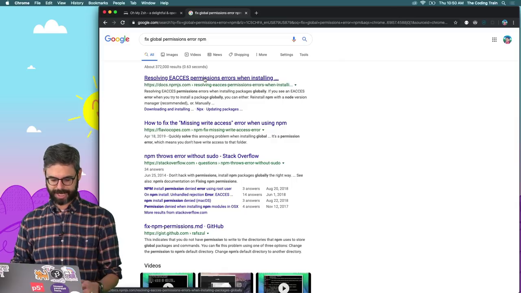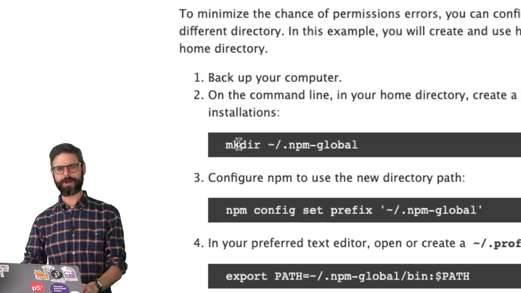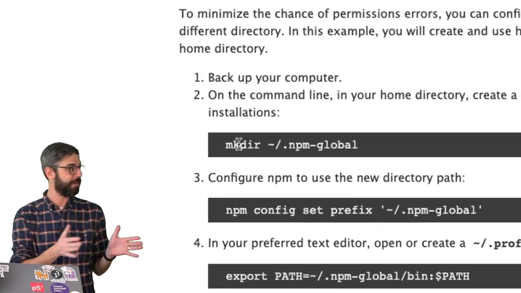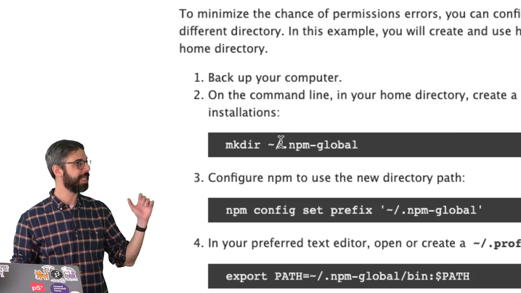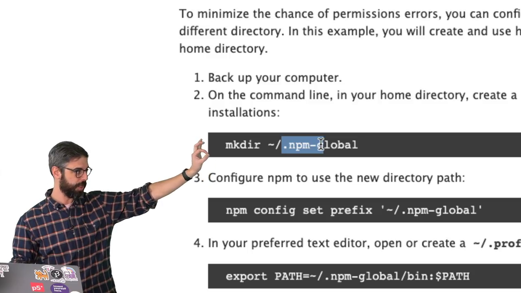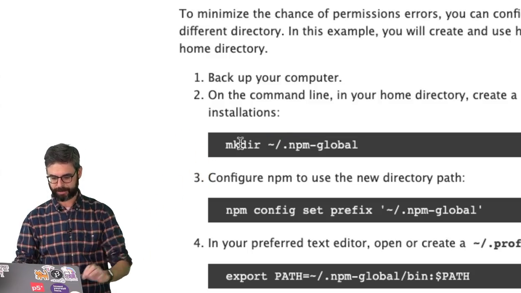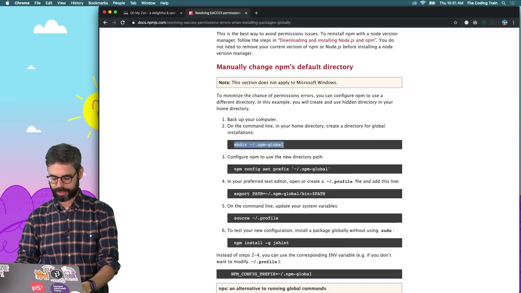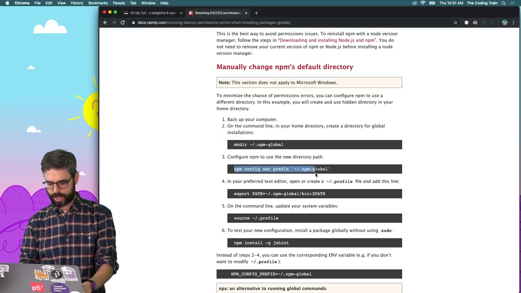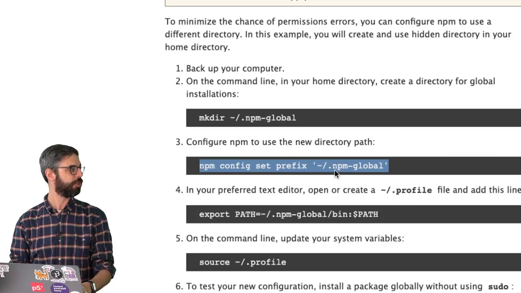And then it's taking me to this npm.js documentation page. And if you're wondering, what's Node? What are Node packages? I would refer you to some of the other videos I've done that have gone through that. But what I like to do is put a directory at my user level, which is what this tilde slash means, called npm-global. So let me do this. Then I'm going to call npm config set prefix, so it knows about this directory.